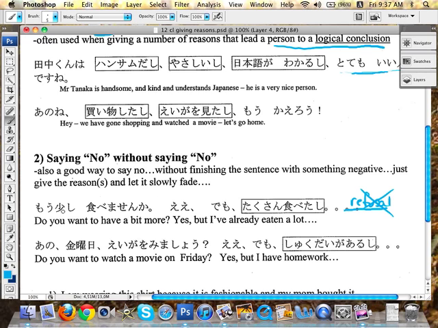For example, もう少し食べませんか? でもね、たくさん食べたし. Hey, you know, I've eaten a lot. So your listener goes, oh, well, okay. 金曜日映画を見ましょう. でも宿題があるし, well, Friday would be great. Remember, I can't openly refuse unless it's my really good friend. But then I'm going to say, you know what? I've got homework. I may list a couple other reasons, and then my listener's going to come to the conclusion, oh, well, you really can't go.